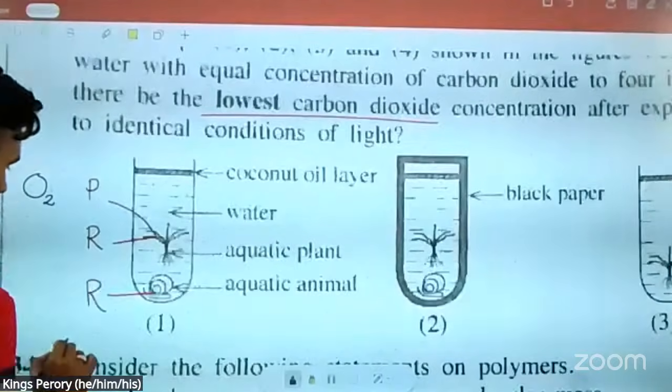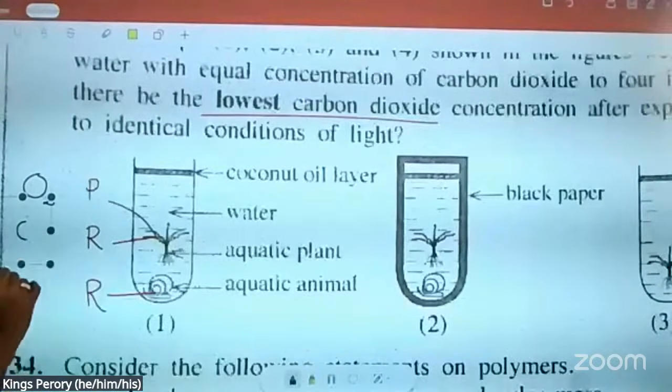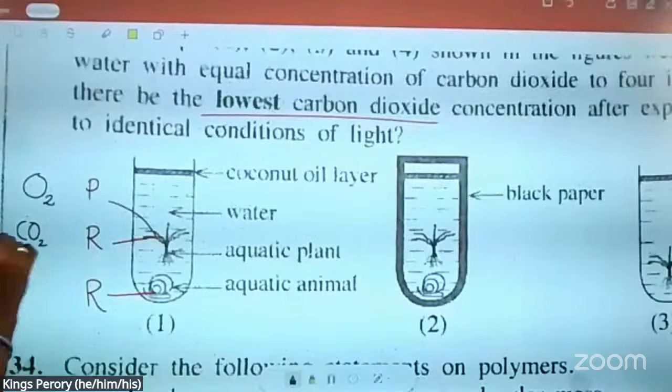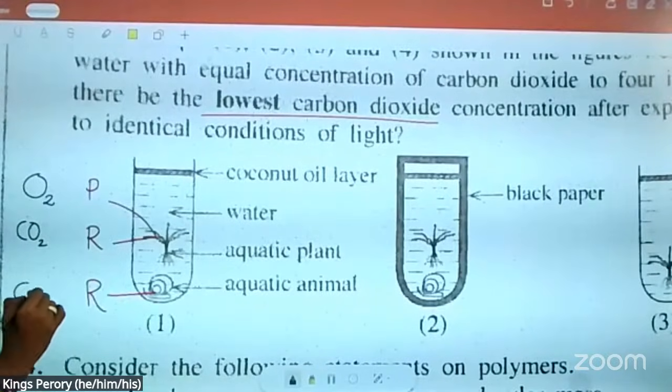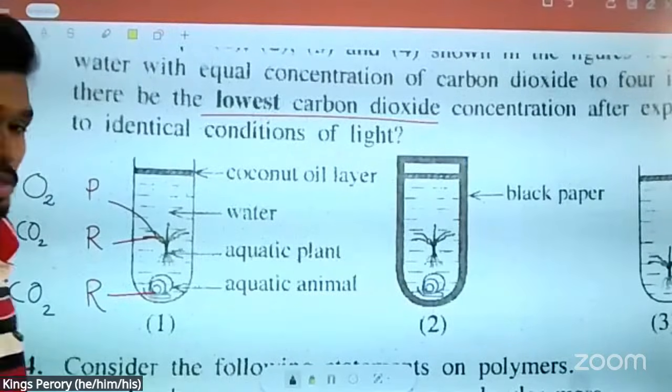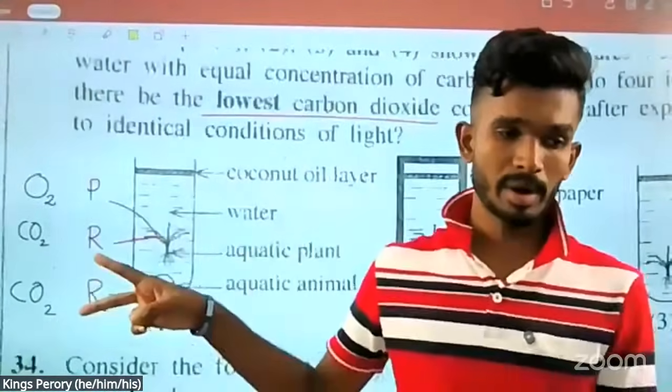Carbon dioxide is released. Here also, respiration: what gas is released? Again, carbon dioxide is released. So there are two processes that release carbon dioxide.